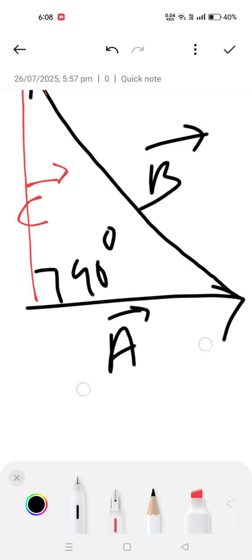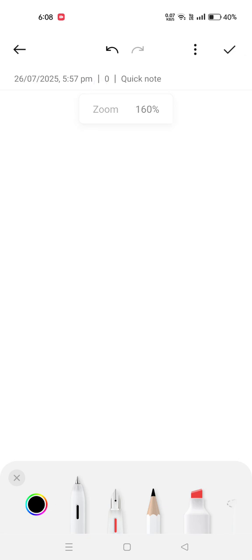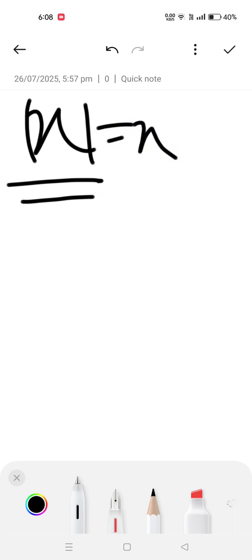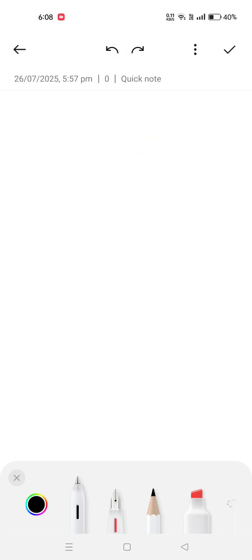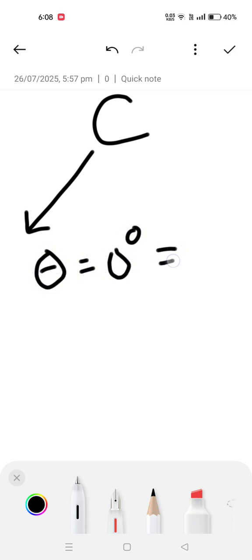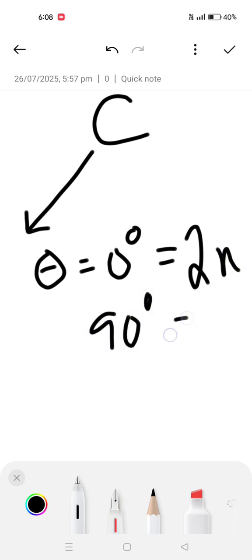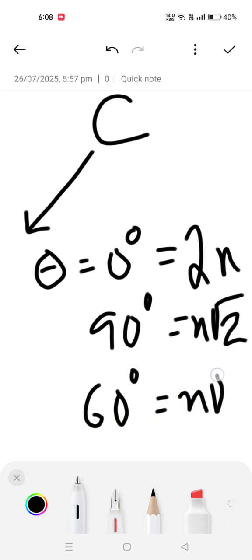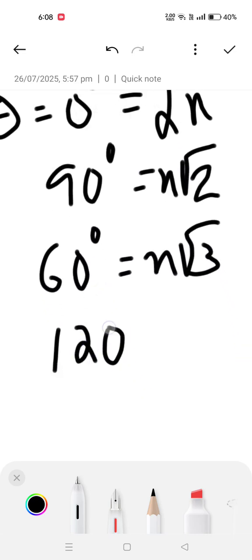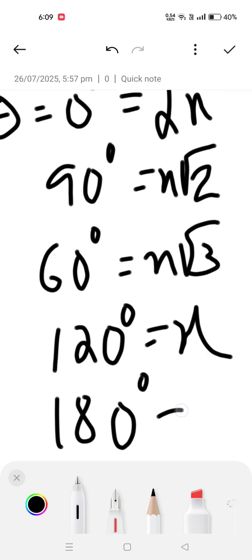Okay, next, if two vectors have the same magnitude, say the magnitude is equal to x, what would happen to the resultant c if it makes an angle theta equal to 0 degrees? The vector would become 2x. If it makes 90 degrees, the vector would become x root 2. If it makes an angle of 60 degrees, the vector would become x root 3. If theta is 120 degrees, it would become x. If theta is 180 degrees, it would become 0.